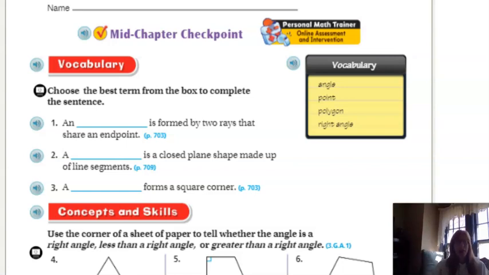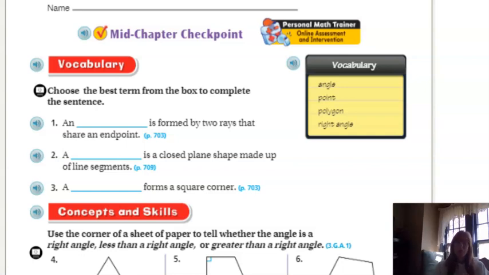Right, welcome back. Today we are going to work on our mid-chapter checkpoint, and then we're also going to go on to 12.5. For the mid-chapter checkpoint, we're going to review some vocabulary before we move on. Hopefully you have your book open to page 721, and you have a pencil. Remember, we don't do math in pen.